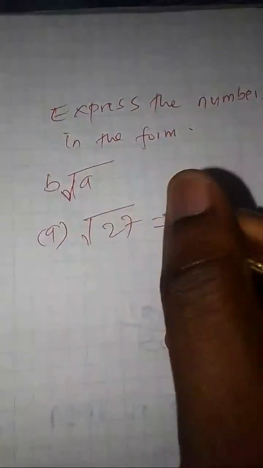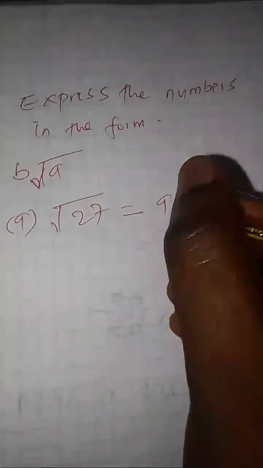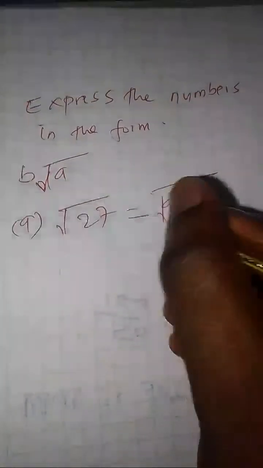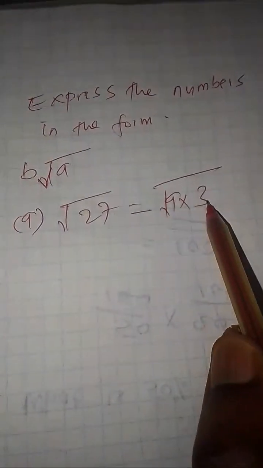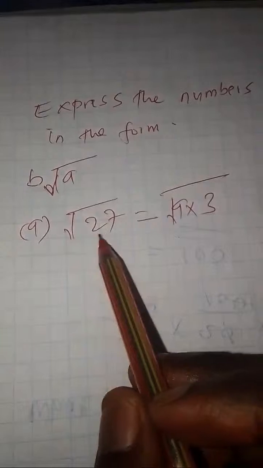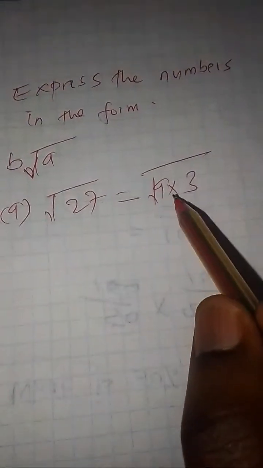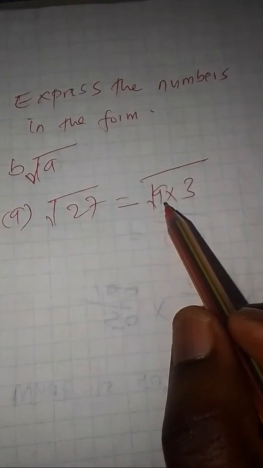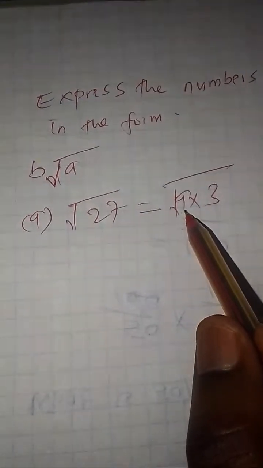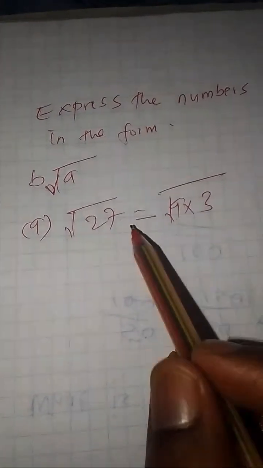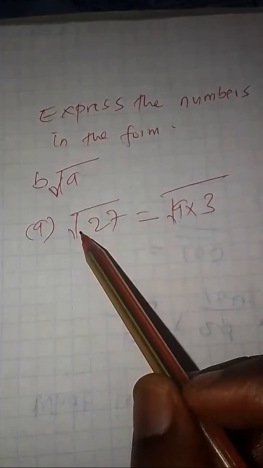So this root 27 can also be written as root of 9 by 3. So 9 multiplied by 3 is the same as 27. Hope you are getting me right. Now, why have I picked 9? 9 is one of the numbers that has got a square root. Remember, we are talking about irrational numbers, the numbers that don't have a square root.